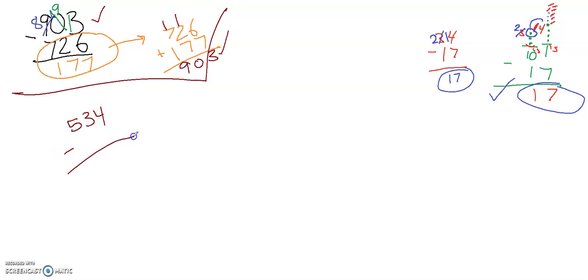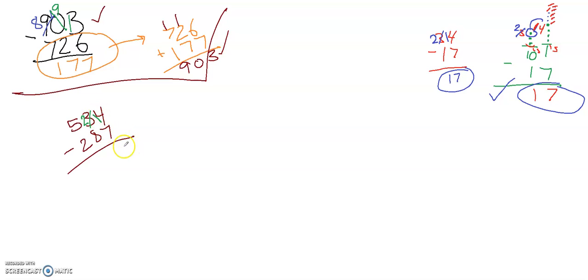534 minus 287. All right, I'm getting a little wonky here, aren't I? I'm going a little sideways. So, here's what I'm going to do. 7 from 4. 4 is not big enough to give everything we need to lend out 7, right? So we have to borrow from this one. Well, it's not a 0 this time. I can go ahead and borrow from this and make this a 2. That's no problem. I don't have to think about this yet. So I borrowed from it, and then my 4 becomes a 14.